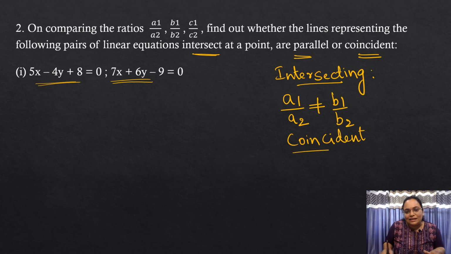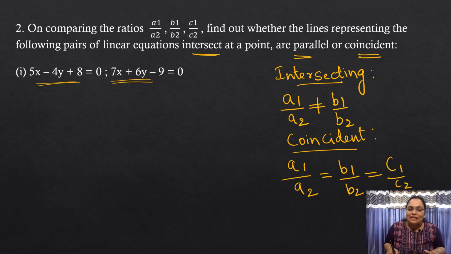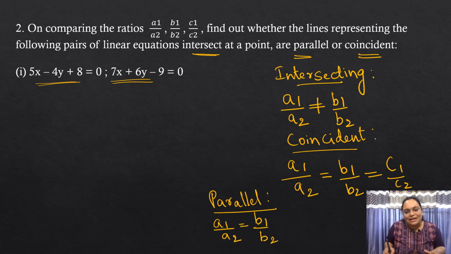So what is the condition for the coincident lines? A1 by A2 is equal to B1 by B2 is equal to C1 by C2. And what is the condition for the parallel lines? A1 by A2 is equal to B1 by B2 is not equal to C1 by C2. We need to see that the given pair of linear equations satisfies which condition.